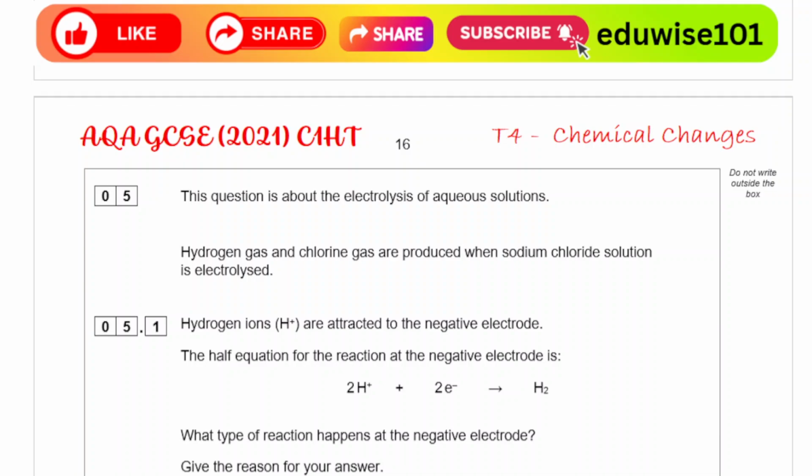In this video, I'm going to go through the AQA Combined Science Chemistry Paper 1 Higher Tier from 2021. Question number 5 is on the topic of chemical changes. This question is about the electrolysis of aqueous solutions. Hydrogen gas and chlorine gas are produced when sodium chloride solution is electrolyzed.